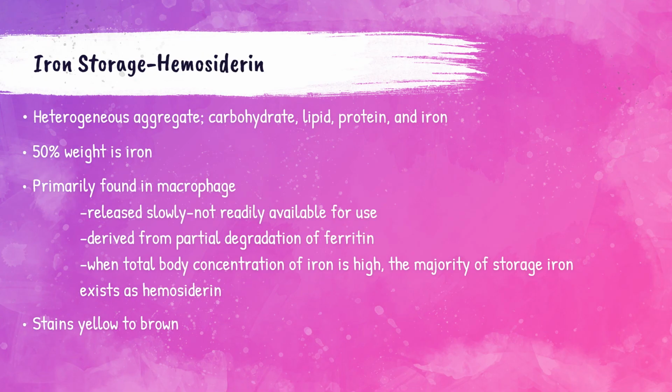Hemosiderin is also a storage form of iron found primarily in the macrophage. It is a complex of carbohydrate, lipid, protein, and iron. Unlike ferritin, which is readily available for use when blood loss occurs, hemosiderin is not. It is slowly released, and hemosiderin stains yellow to brown.